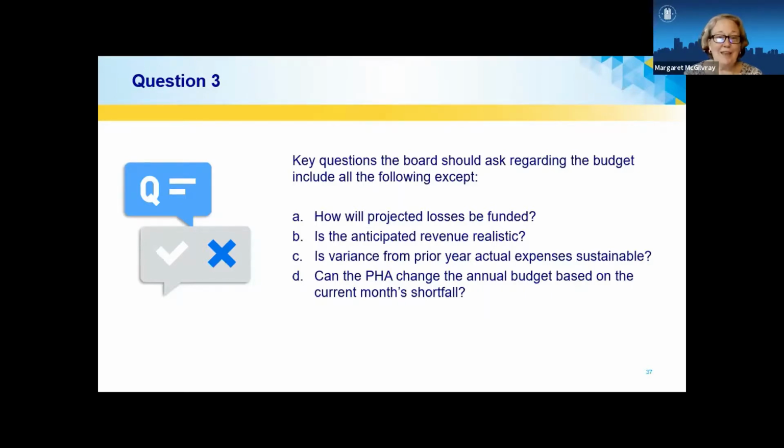D is not the case because, you can amend budgets, but budgets are not reflective of immediate activity and shouldn't be changed on a regular basis. So D is the answer that you shouldn't have. So let's go on to procurement and contracts.